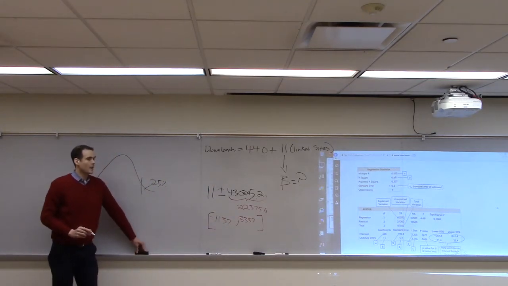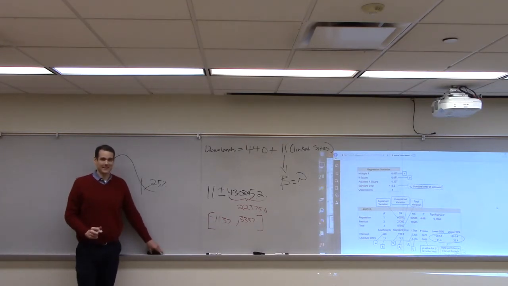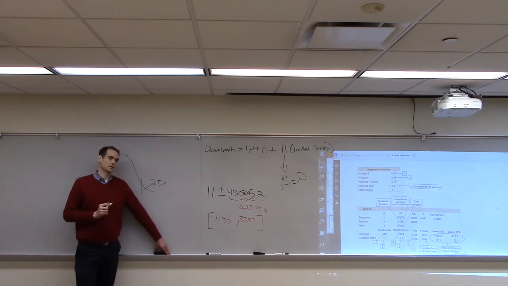All right, excellent. Who would like to do the interpretation? It starts with "I am 95% confident." Go ahead, Mandy. The true population slope is between negative 11.37 and 33.37. Exactly. Ron is 95% confident that the true population slope is between negative 11.37 and 33.37.